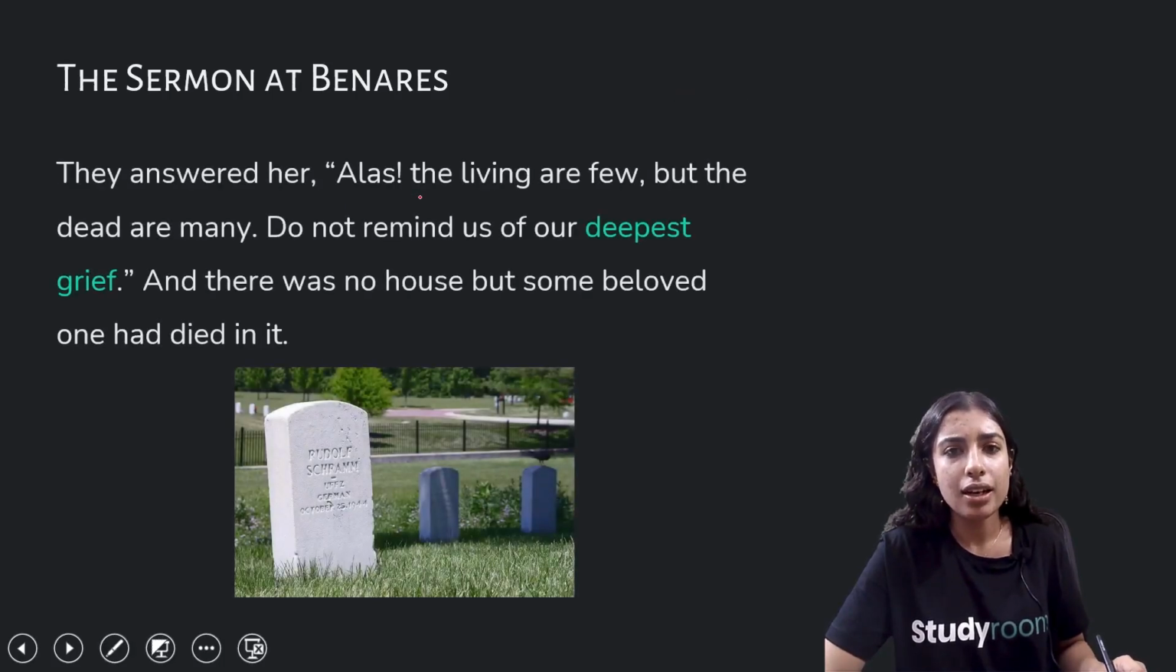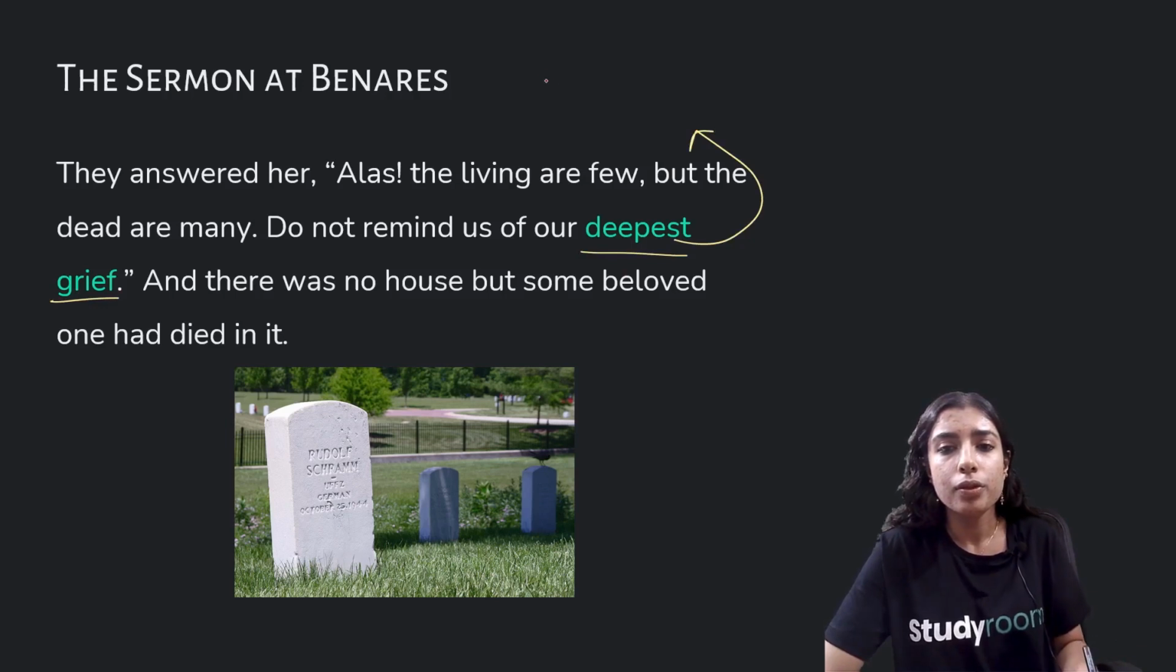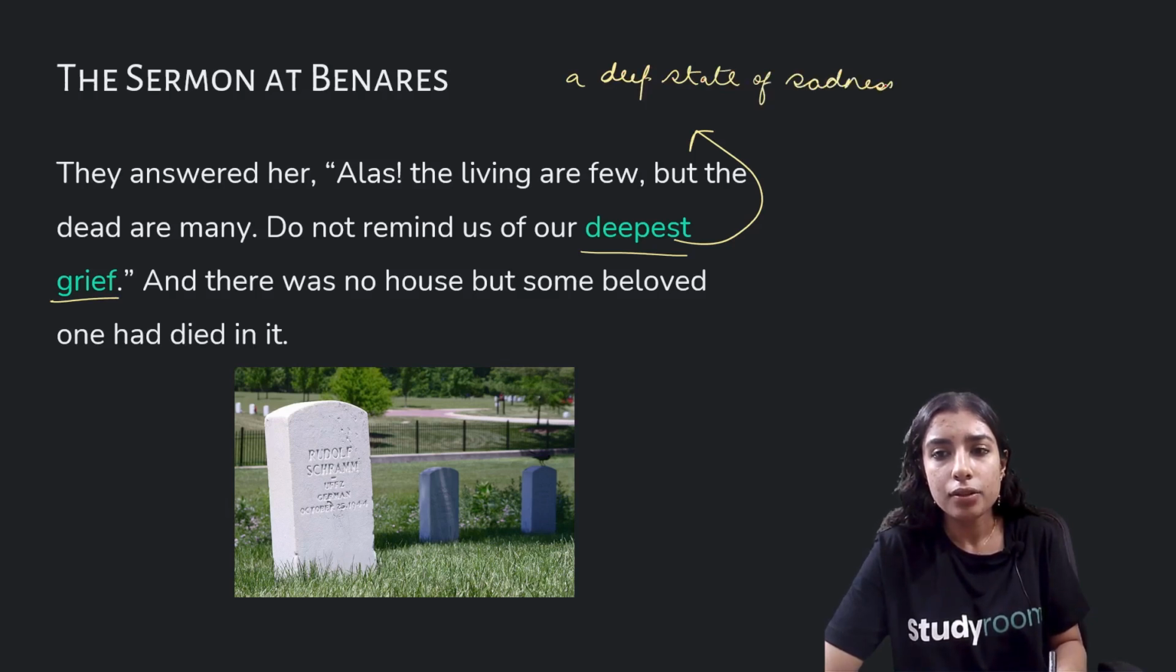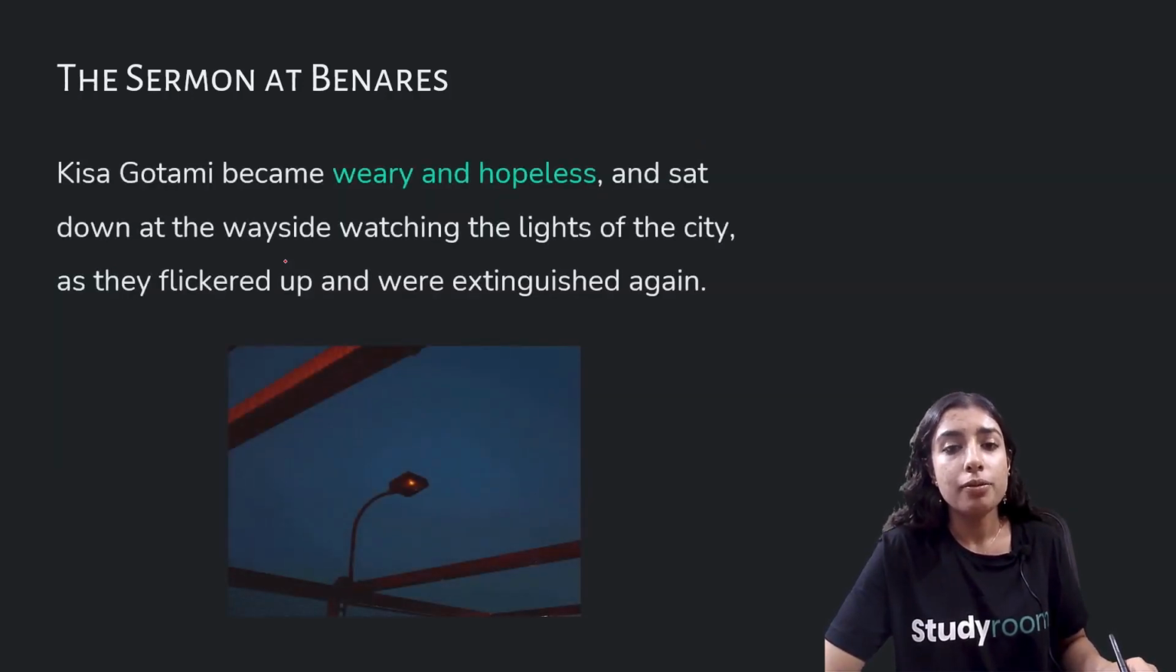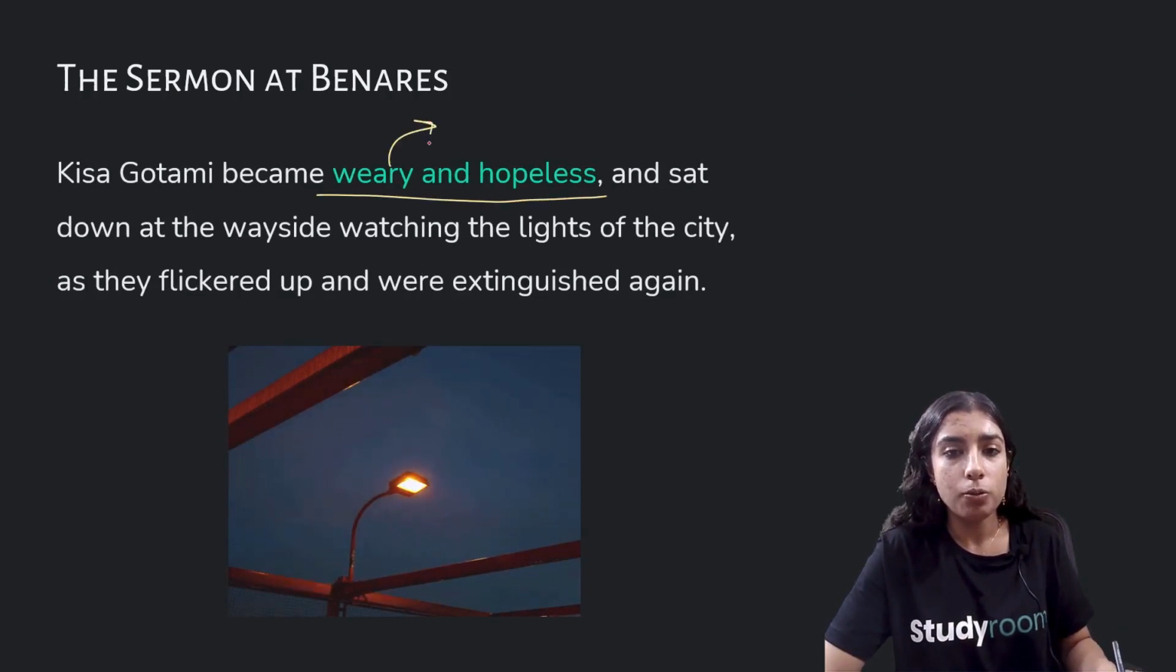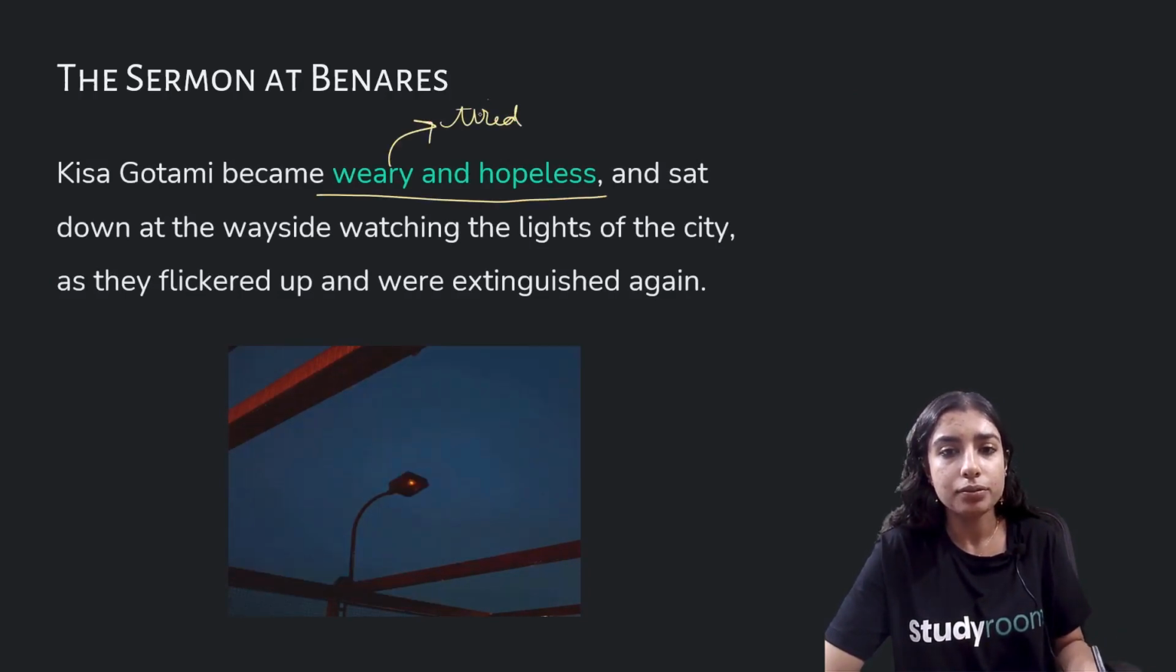They answered her, "Alas, the living are few, but the dead are many. Do not remind us of our deepest grief." Deepest grief refers to a deep state of sadness and sorrow. And there was no house but some beloved one had died in it. Kisa Gautami became weary and hopeless. Weary and hopeless means extremely tired and almost giving up.